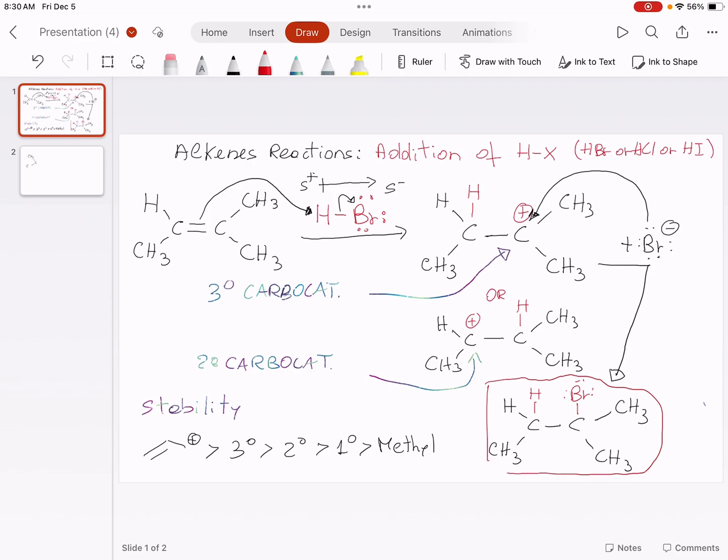And when you do this mechanism, you should always do it this way. Pay attention to the alkene. We started with an unsymmetrical alkene, so that will always produce multiple kinds of products, but this is the major.